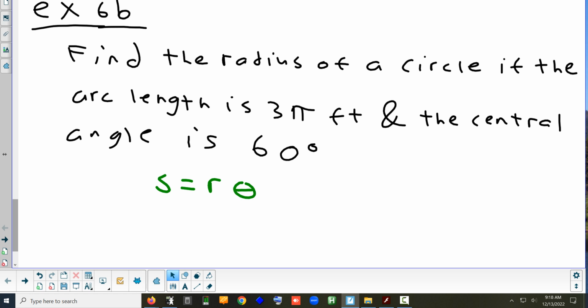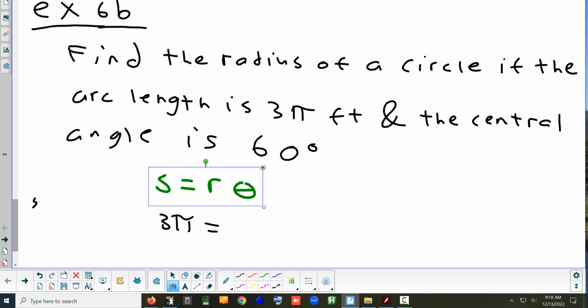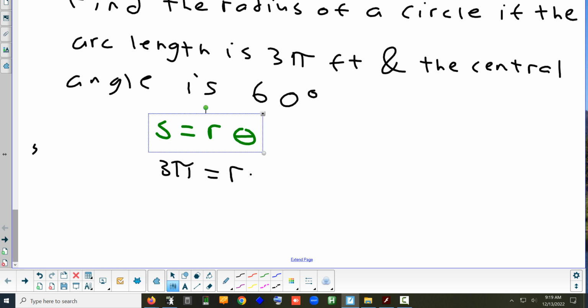Okay, and let's go through from left to right. The S. Do I know what the S is? 3 pi feet. I'll leave feet out of the equation while I'm solving it, but if I need it, I'll put it back at the end. The next one is R. Do I know R? No, that's the question. Find the radius.